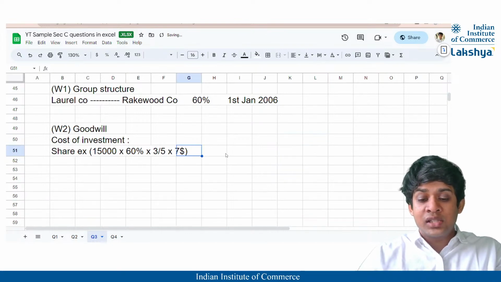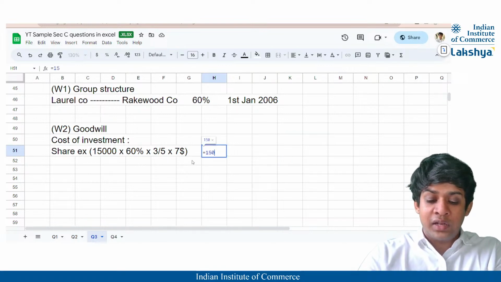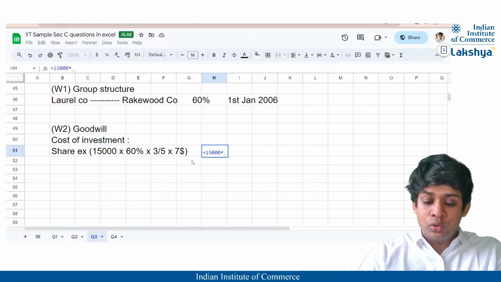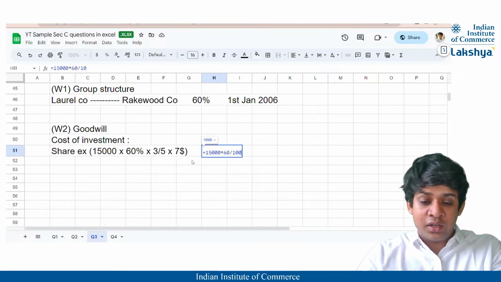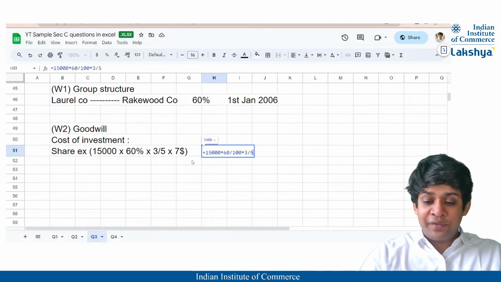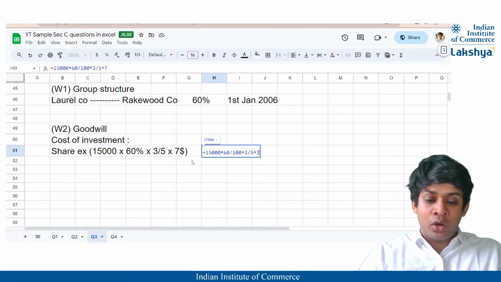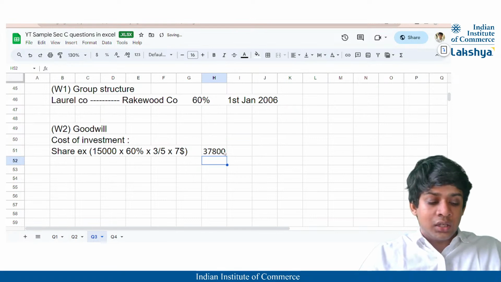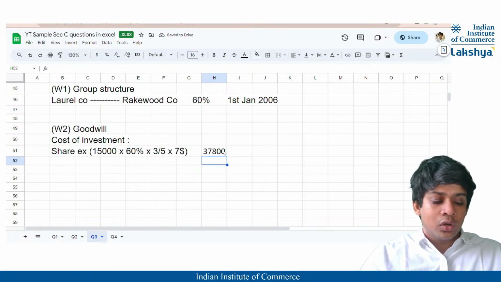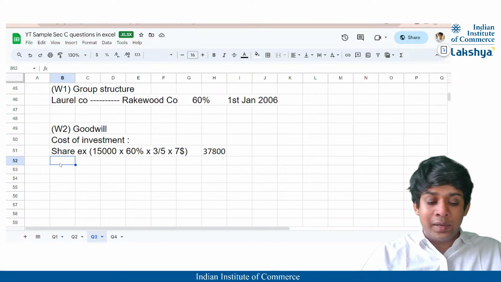So the market value is $7. We've taken it as $7. So the share exchange is nothing but 15,000 into 60 divided by 100, or you can say 60%, into 3 divided by 5 into $7, right? So that will be 37,800. I hope it is clear till here, everyone.